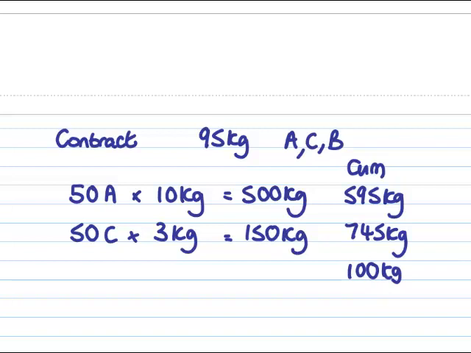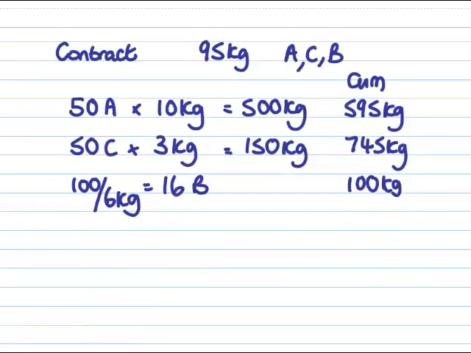Now that would mean that 100 divided by 6 kilograms, because that's what product B takes, means that we can actually only make 16 units of product B. So in total, we'd have 55 units of A, we'd have 21 units of B, and we would have 55 units of C.